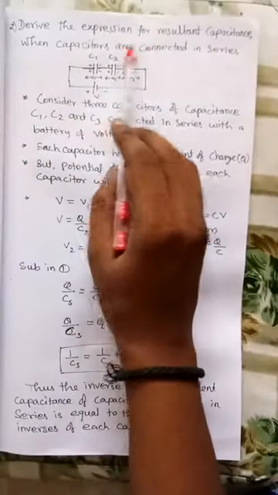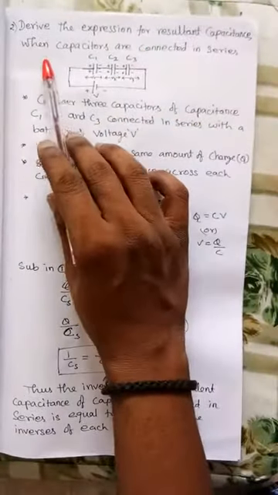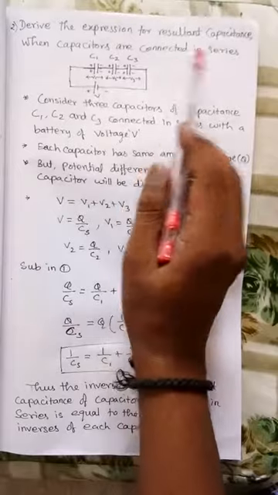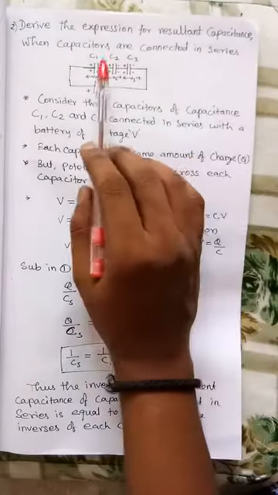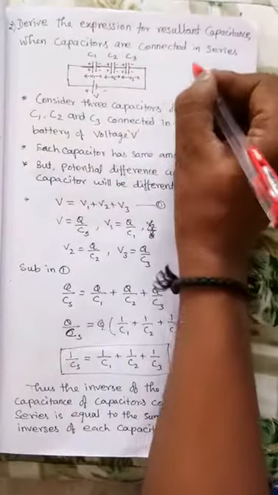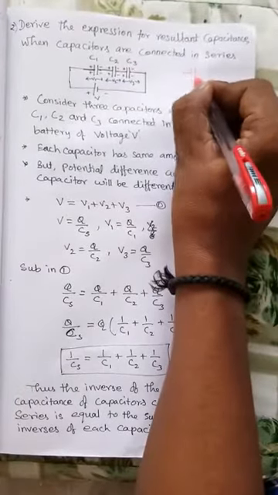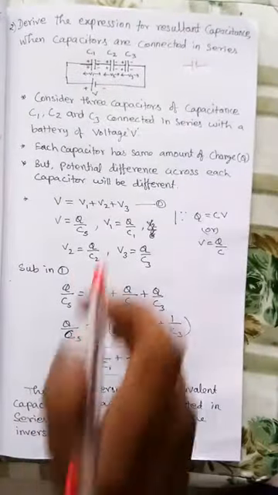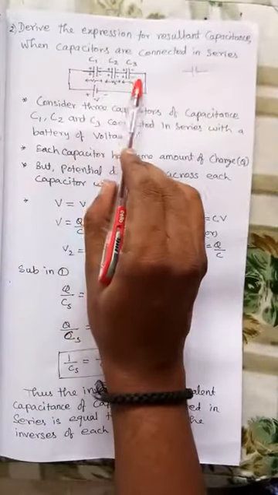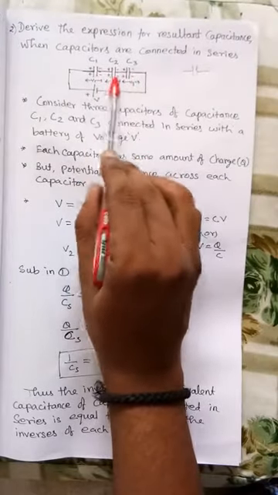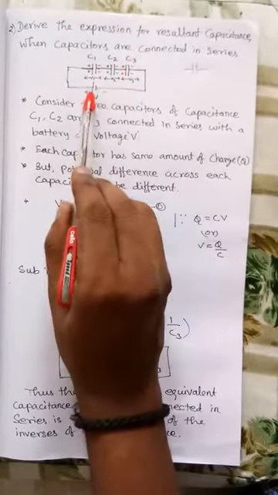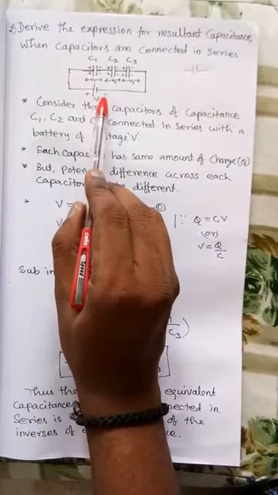Next, derive an expression for resultant capacitance when capacitors are connected in series. This is a 3-mark question, a very important 3-mark question. You know the symbol of a capacitor. Now you see three capacitors connected in series. Series means continuous. C1, C2, C3 are connected with one battery, with positive terminal and negative terminal.